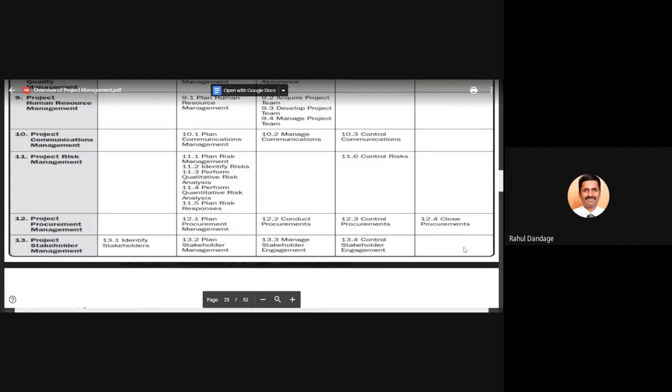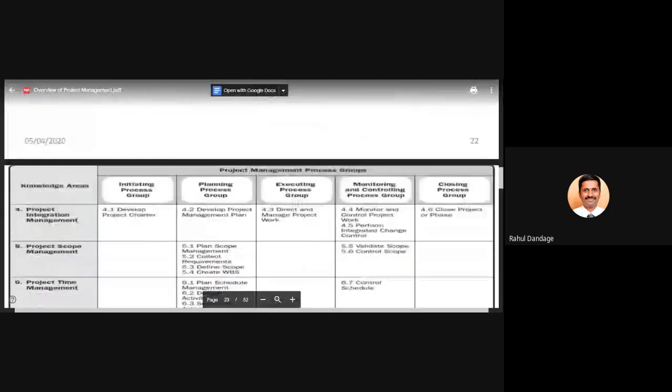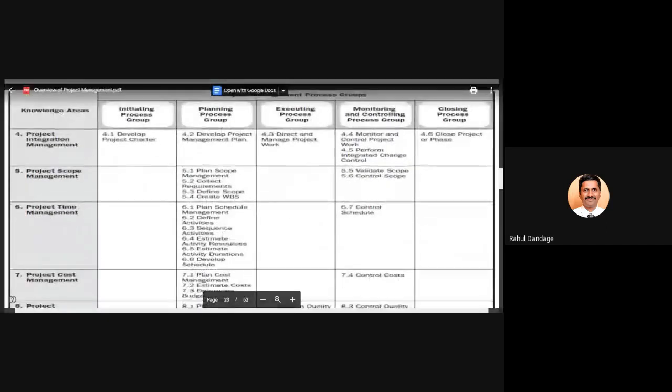So we can see there is a variety of activities involved. If you take any particular project, there are so many activities involved, right from developing the project charter to finally closing the procurements, closing the project or the closing phase. Once all these activities have been executed properly, we can say the project is executed successfully, or the project is successful.